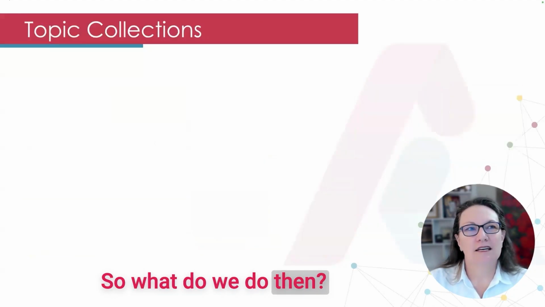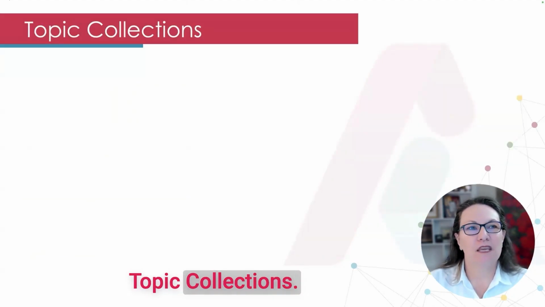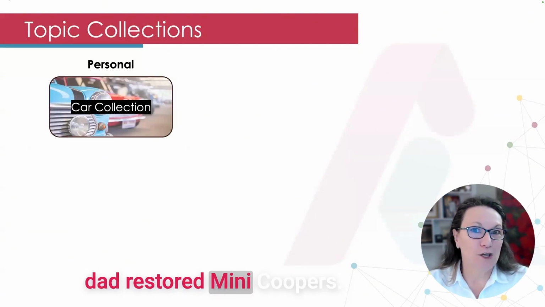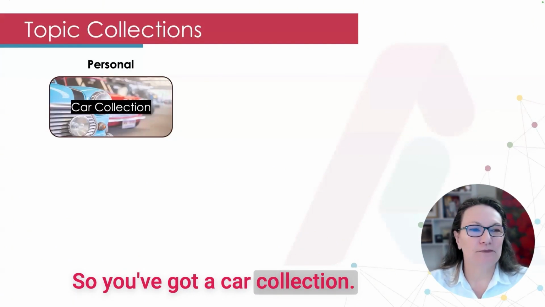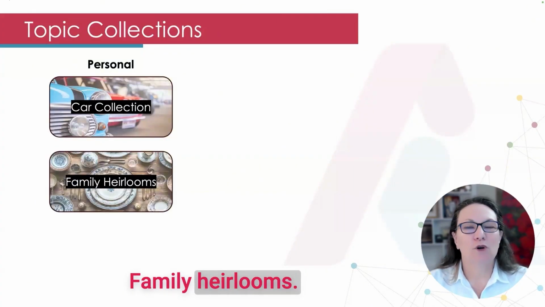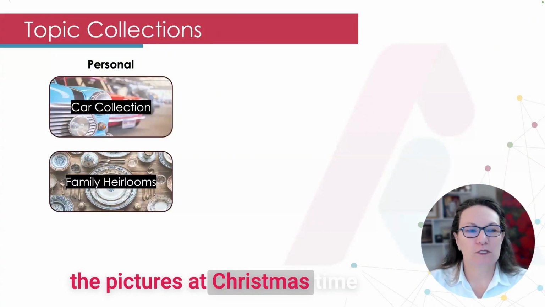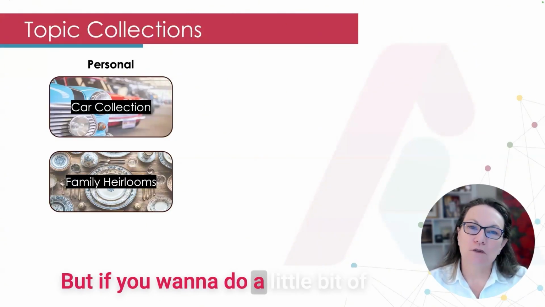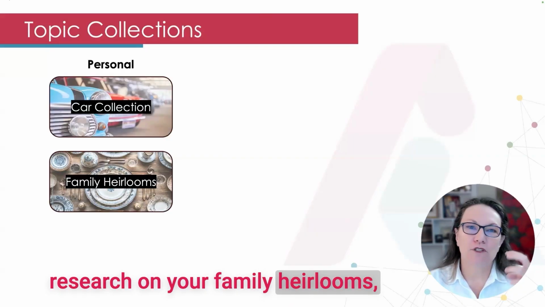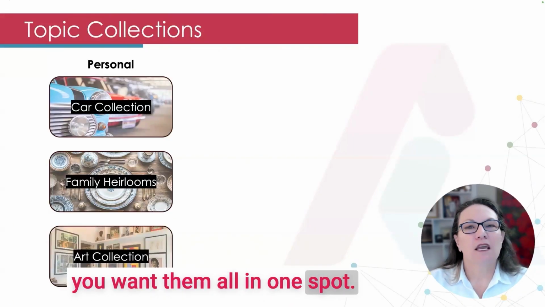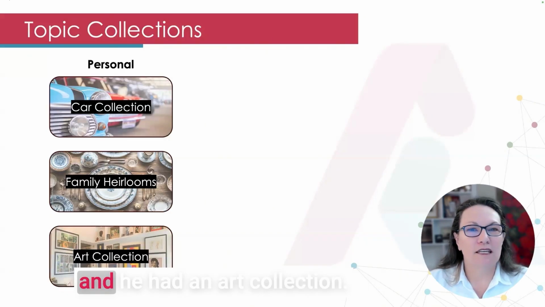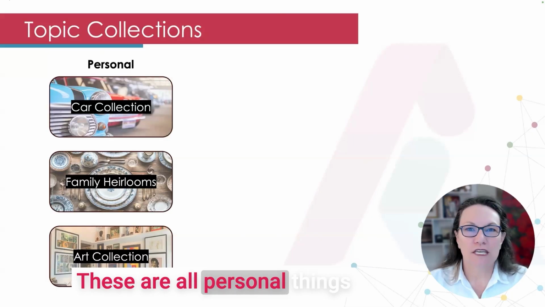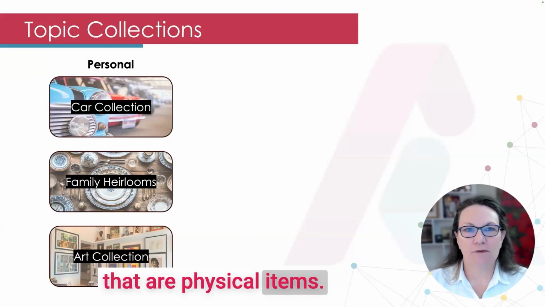So what do we do then? Topic collections. We have personal. So maybe you and your dad restored Mini Coopers. So you've got a car collection. Family heirlooms. Who wants to be clicking through the pictures of Christmas time and up come forks and plates? But if you want to do a little bit of research on your family heirlooms, you want them all in one spot. Maybe your uncle was an artist and he had an art collection. These are all personal things that are physical items.